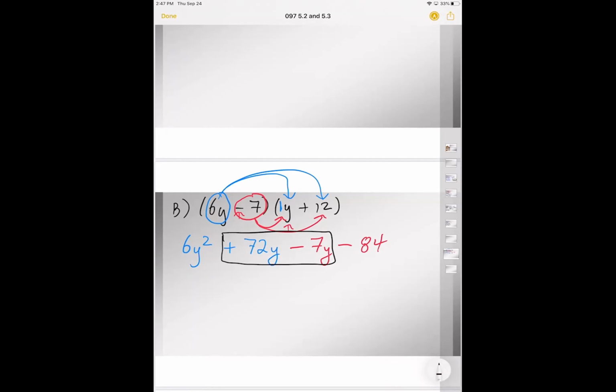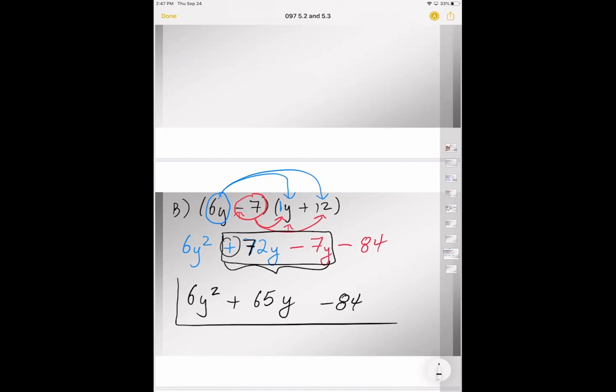And now if you take a look at this, the only thing you need is, again, we don't have any y squared other than the 6y. We don't have any constant other than the 84. The only like term we have is this item here. And all you need to do is take 72 minus 7, and we keep the sign of the larger number, so this item will be positive. 72 minus 7 will give me 65. Bring down my y, and this will be my answer.